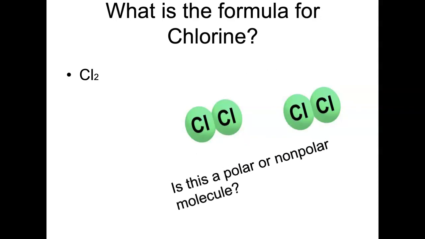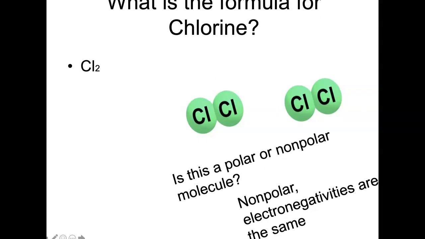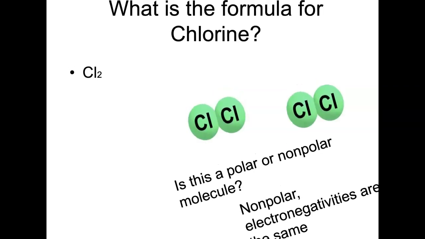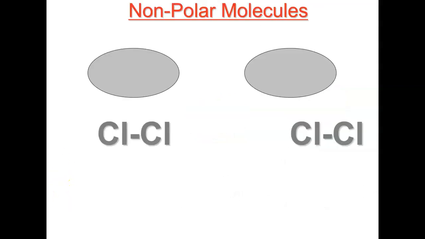Now, if we had multiple of these chlorine molecules, would they stick together? Well, the first thing, exactly what we've been doing, is we've got to look to see, is this a polar molecule or a nonpolar molecule? The whole molecule, not just the bond. Well, if you were thinking nonpolar, you're exactly right, because the electronegativities are exactly the same, because they're two chlorine atoms, right? So this is a nonpolar molecule.